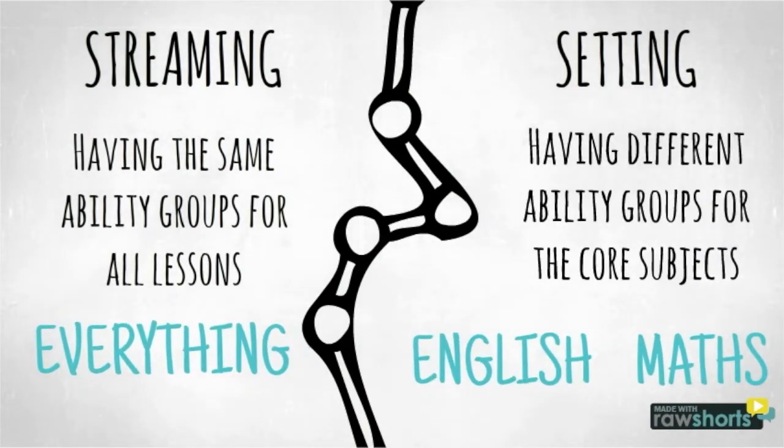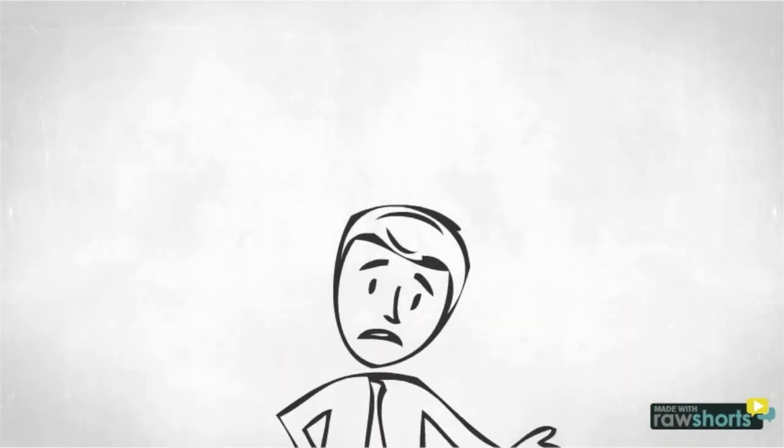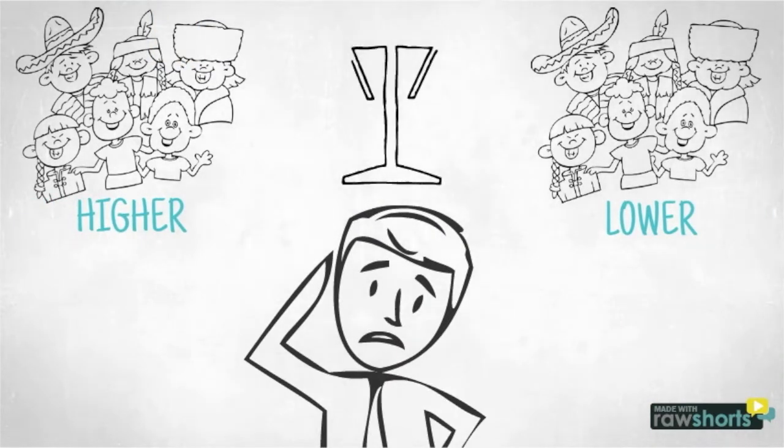Setting is having ability groups for specific subjects, usually core, and having mixed ability groups for the foundation subjects. Streaming is having ability groups for all lessons. These groups stay the same. Ability groupings affect inclusion because it can put pressure and constraints on either side of the spectrum.